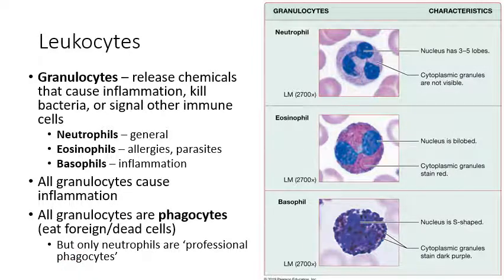The neutrophil is kind of a general all-purpose immune cell that would respond to any different type of infection that you might have. Then you have the eosinophils. Those are less common.